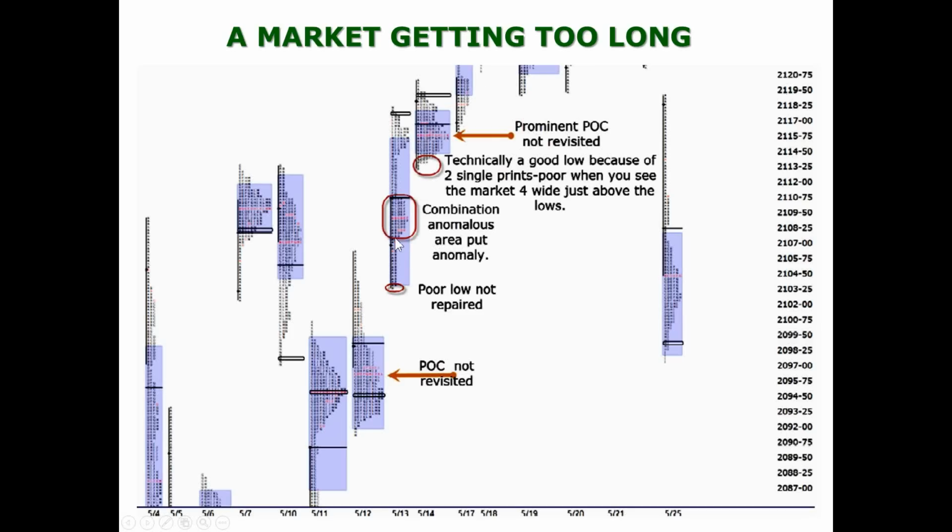We get the all-time high, but in that process, what I really want to point out is, have you understand the process of getting to the all-time high: the point of control not revisited, the poor low, the anomalous area right in here. The low on this day, which is probably the 14th, it's technically a good low because there's two single prints, but it's 4 wide right above it, so it's certainly not a very good day. It's not really a good low. We have a prominent POC that's not been revisited from that day.